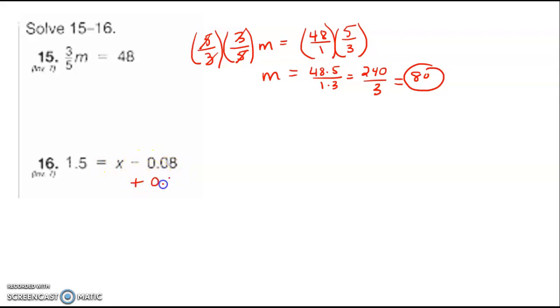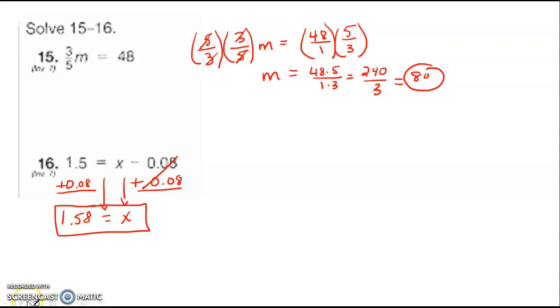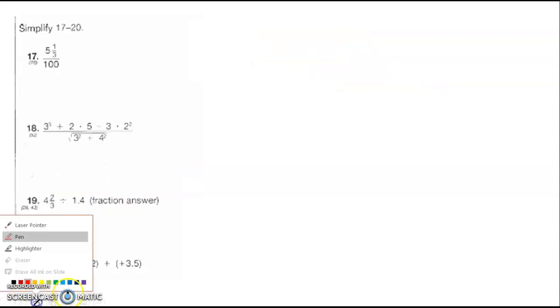Next, 1.5 is equal to x minus 0.08. So I'm going to need to add this, and I'm going to need to add it here. This is going to go away. My x is going to drop down. My equals is going to drop down. And I get 1.58 as my answer. You change colors here.